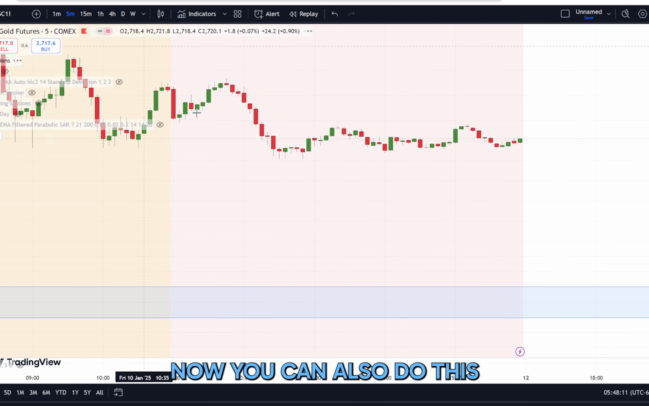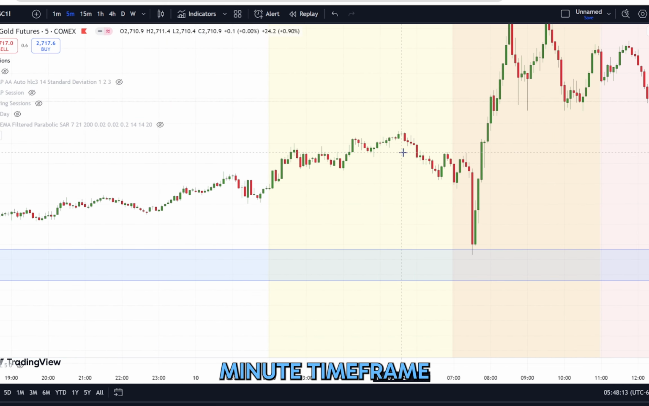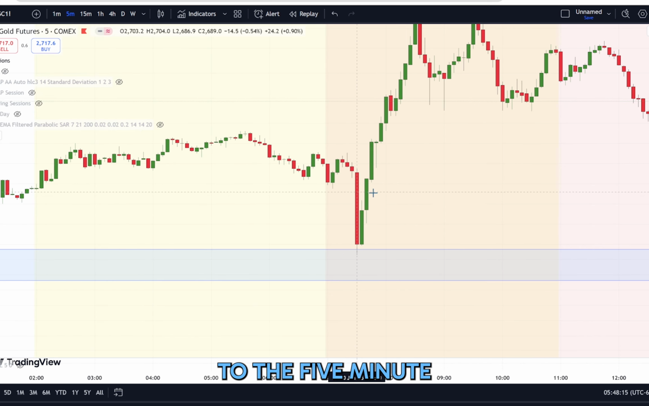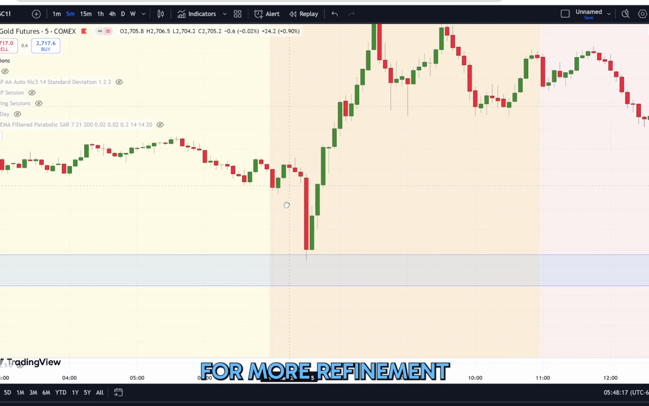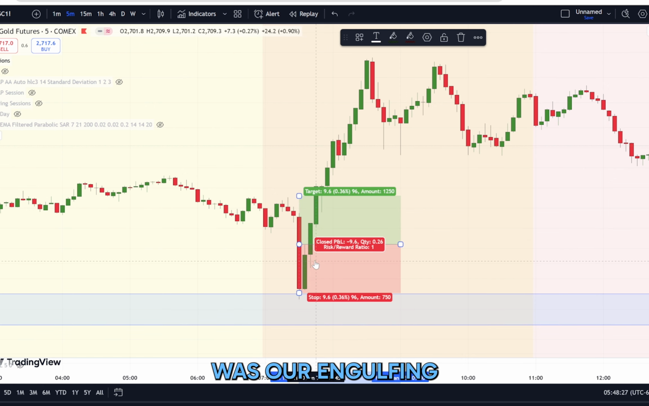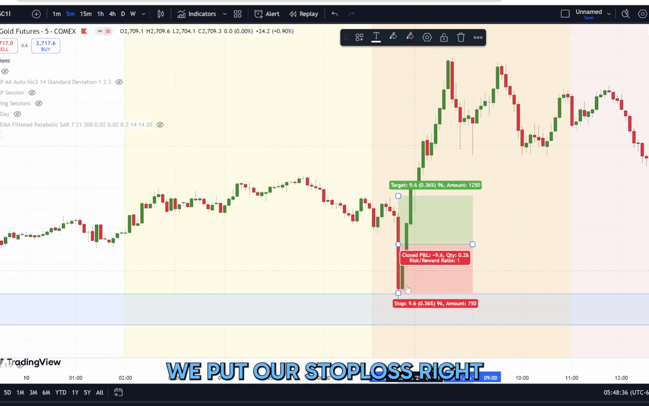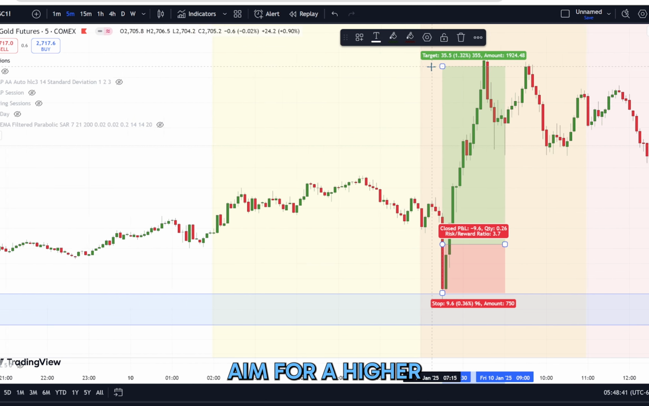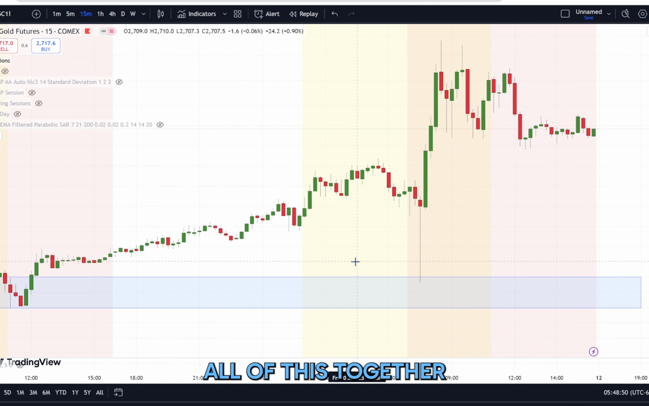Now you can also do this on the 5-minute time frame, and sometimes I do go lower to the 5-minute for more refinement. 15-minute or 5-minute is fine. So here we see that this candlestick right here was our engulfing candlestick inside of the direction we want to go. We put our stop loss right below the last candlestick, and then we just aim for higher.